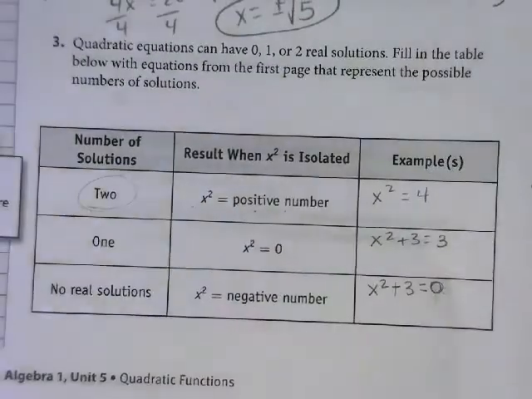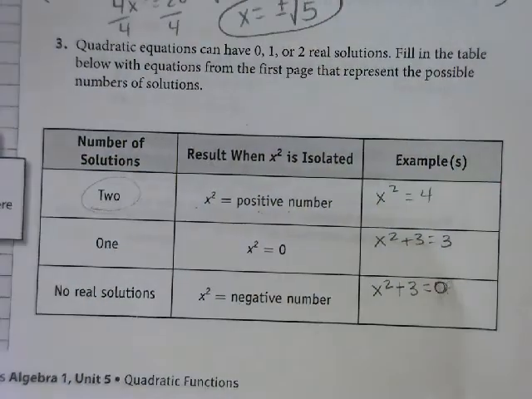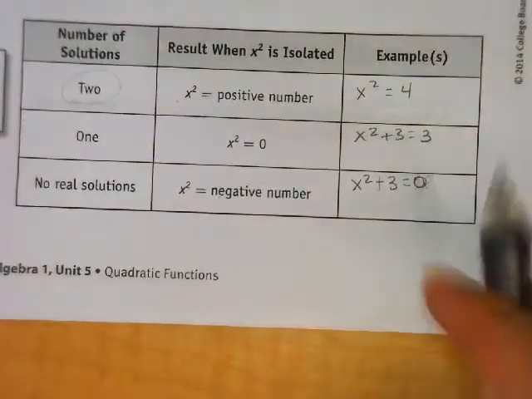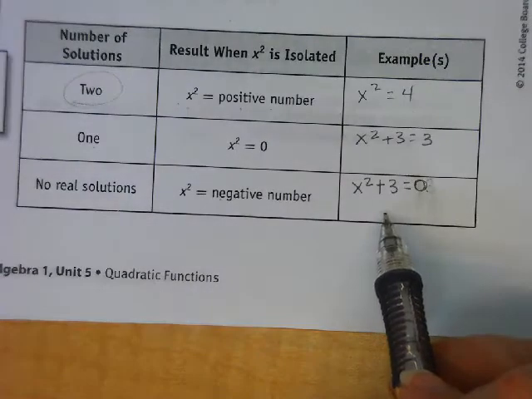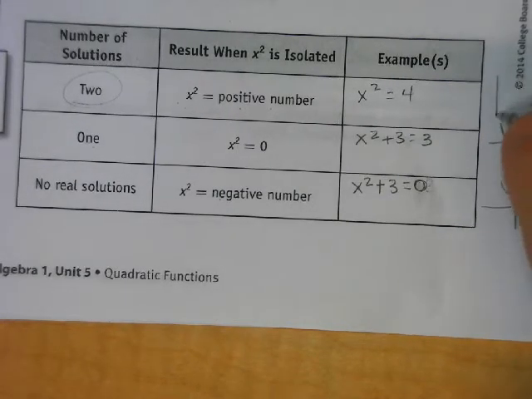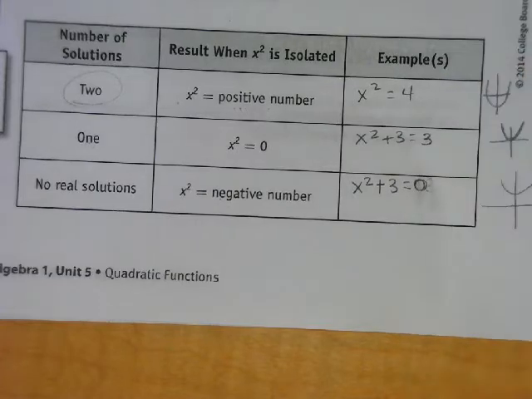There we go. So if you need a negative number answer, you're going to get no solutions because that was the one we graphed where it was above the x-axis. That was like this. This one is exactly on the origin, and this one is going to be down here. Okay?